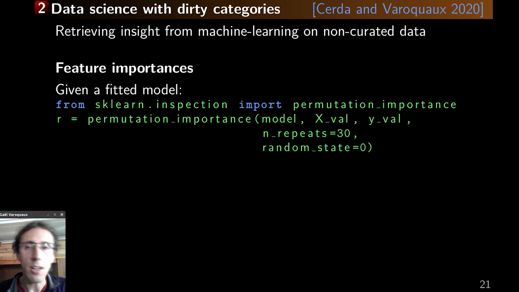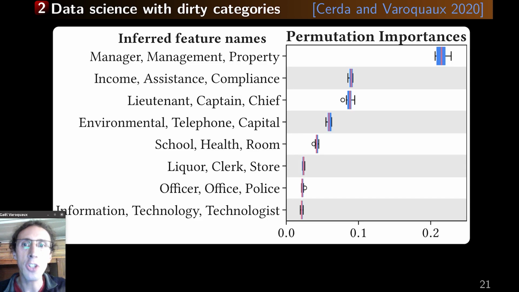Now, if we want to do data science, often we want to communicate insights from the machine learning model. And for this, we might think that we need to curate the data. No, we can use feature importances. Given a fitted model, figure out all of the different features and what importance they have in the prediction, and we can use this on the representation that I've shown you before. So if we look at what's important to predict the salary, apparently the most important aspect of the data is to be a manager or in management or in property. This makes sense, this is meaningful, and I did not have to clean the data to do this.